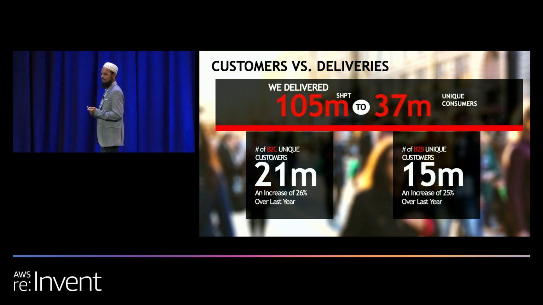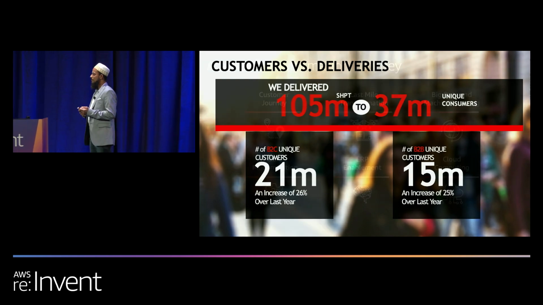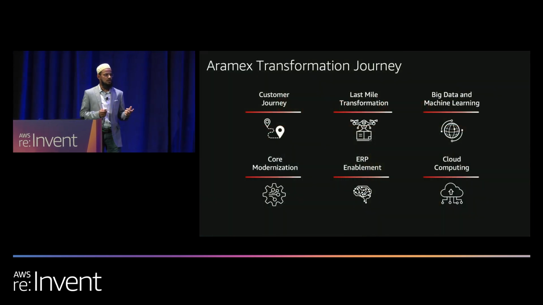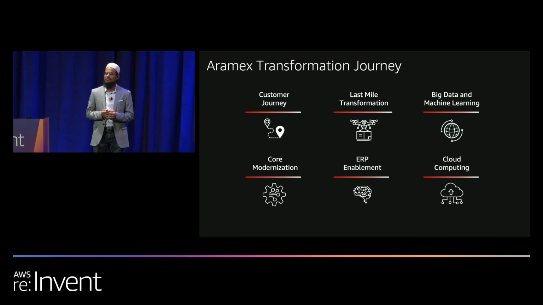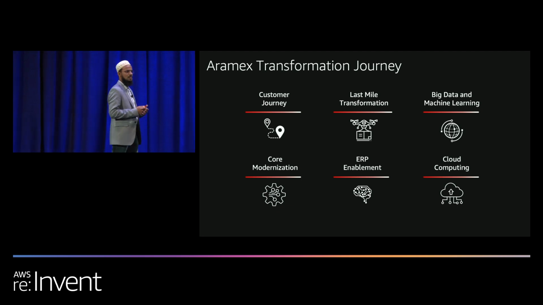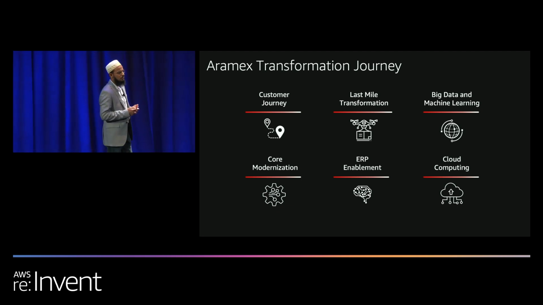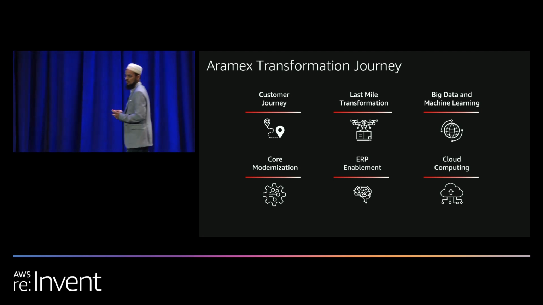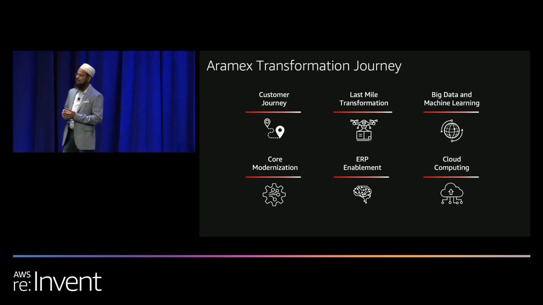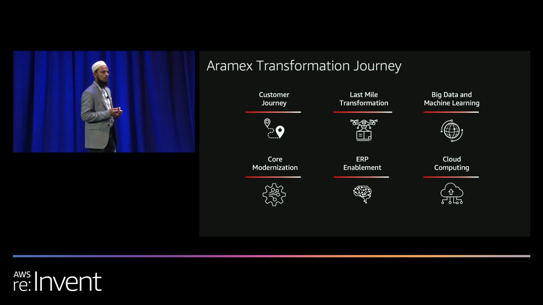In order to improve them, Aramex embarked on a digital transformation journey. These are the 6 key pillars of our digital transformation. Some of them, as you can see, like core modernization and ERP enablement, are specific to Aramex, and this aims at improving the overall technology stack at Aramex and helping Aramex adopt better digital tools. Some of them, like customer journey and last mile transformation, are specific to the logistics domain. Last mile transformation is about improving the last mile processes in order to improve overall productivity, and last mile constitutes more than 30% of the overall delivery cost. And some of them, like leveraging big data, ML, AI, and cloud computing, are truly disrupting across the industries, and we are seeing it. So we are also investing in it.